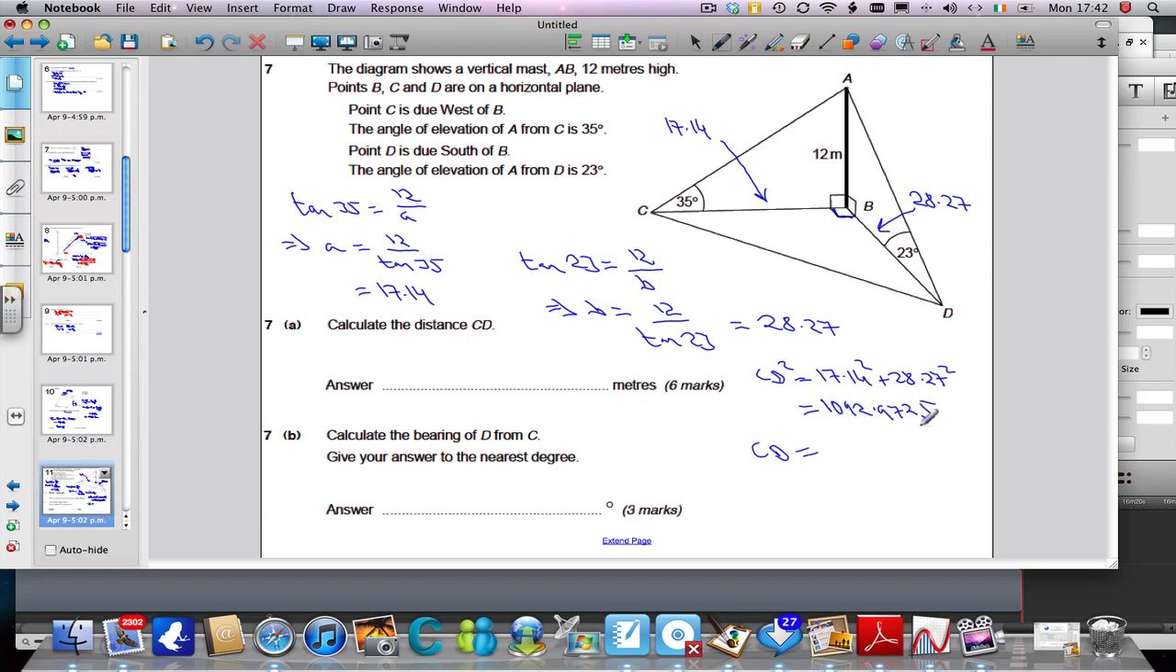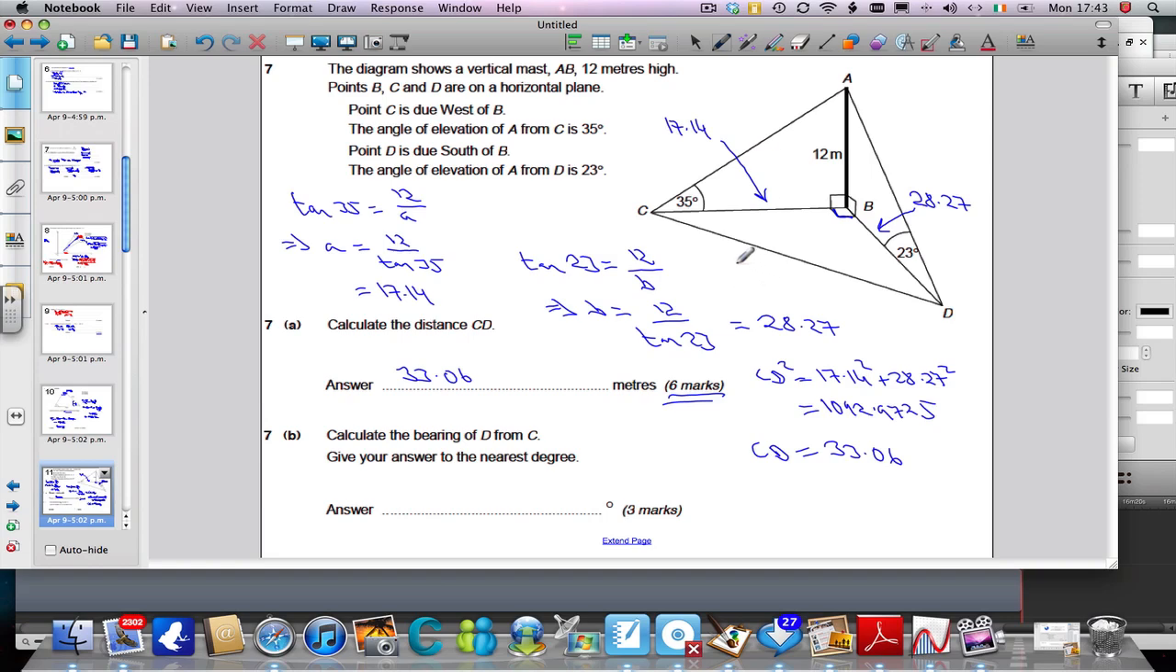So use your calculator. Second function, take the square root. Square root of 1092.9725, which is 33.06. So let's take that, 33.06, and there is your 6 marks. A lot of work going for that, but not the worst question in the world.